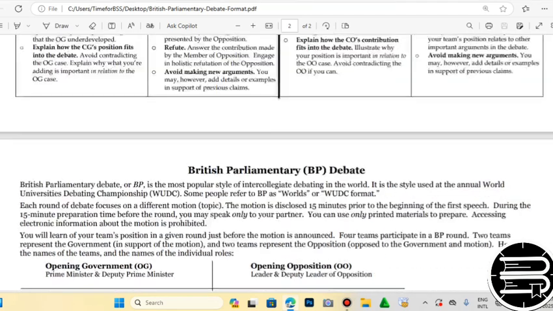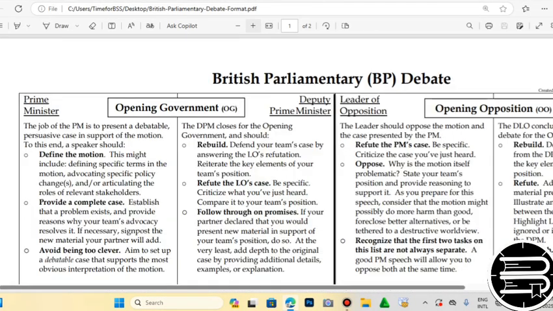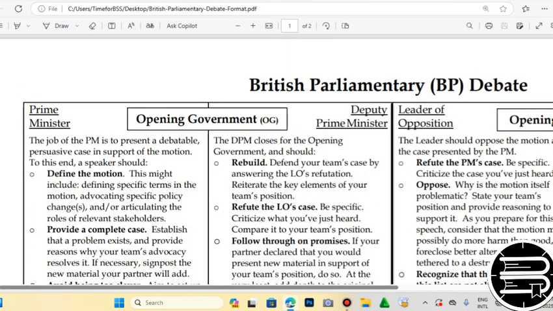Okay, we are here. The Prime Minister is the first speaker to come to the podium. So what is he expected to do? The job of the Prime Minister is to present a debatable, persuasive case in support of the motion.